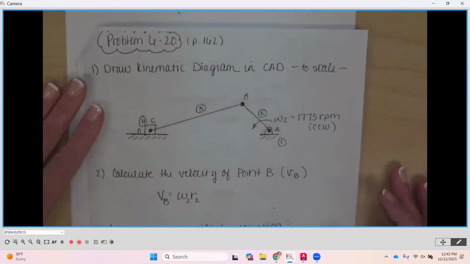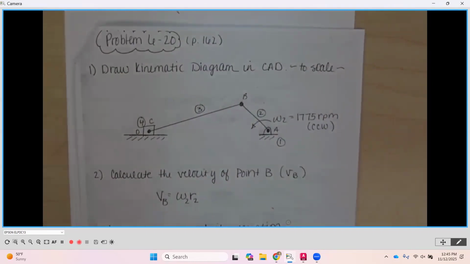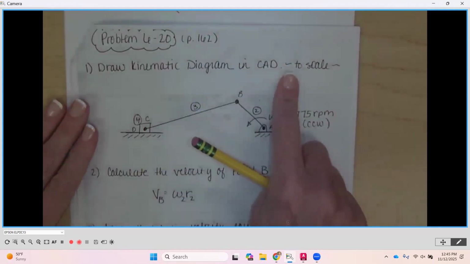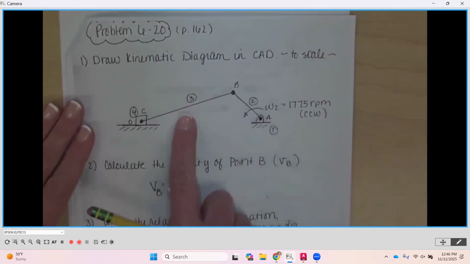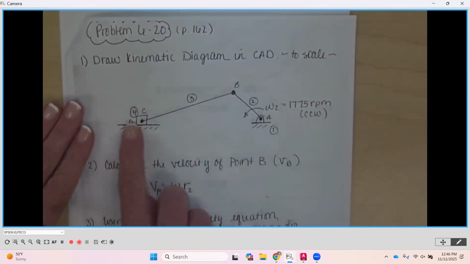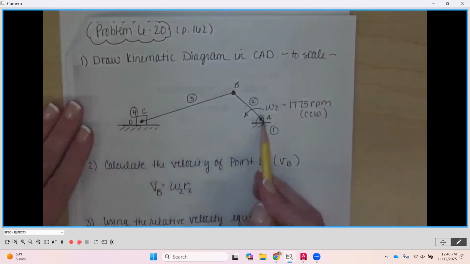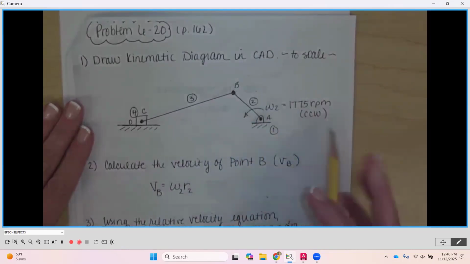And in our handout, it's giving us the process that we're going to go through. So let's look at the process first. First thing we're going to do is draw our kinematic diagram, okay? And we're going to do that in CAD. So we're going to go over to AutoCAD and draw it to scale as we see it, okay? So it's going to look like this. We've got a slider going back and forth. That's going to represent our piston in line with the center of the crank that's going counterclockwise at 1750 RPM. We're going to add all of our labels for our links and our joints, okay?